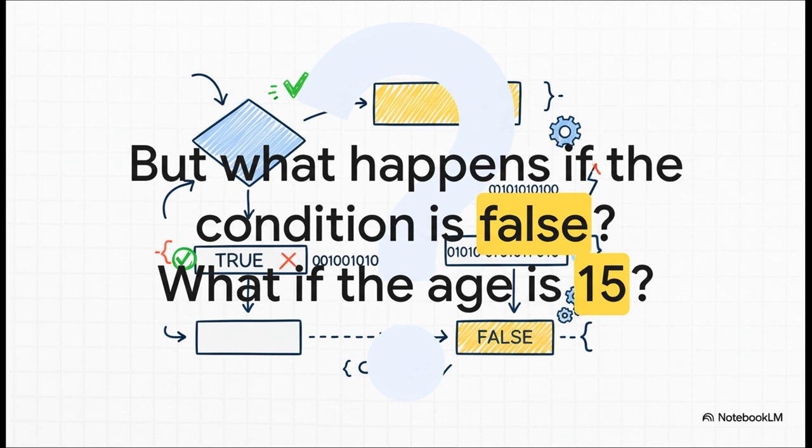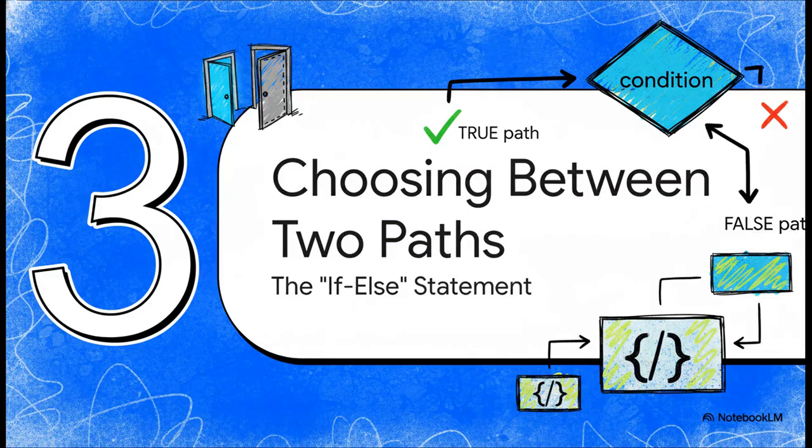Well, with just a simple if, the program does absolutely nothing. Seriously, it just skips right over that code block and keeps on going. And that's not always what we want, is it? Which, of course, brings us to our next tool. So how do we deal with the no? We need a plan for when things don't go the way we checked for. We need to give our program a choice, a fork in the road.